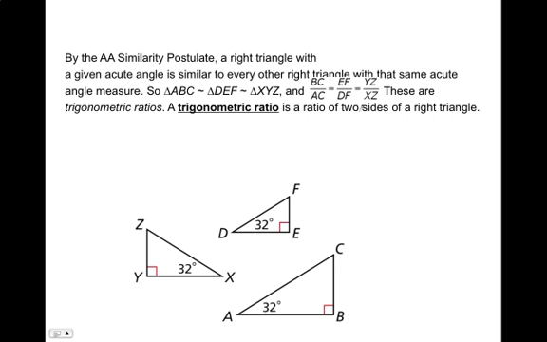By the angle-angle similarity postulate, a right triangle with a given acute angle is similar to every other right triangle with that same acute angle measure. So these triangles below all have a 32-degree angle, which makes them all similar because they are right triangles. So we have this similarity statement. Therefore, we know that BC is to AC as EF is to DF, and that YZ is to XZ. These are all trigonometric ratios, which is a ratio of two sides of a right triangle.